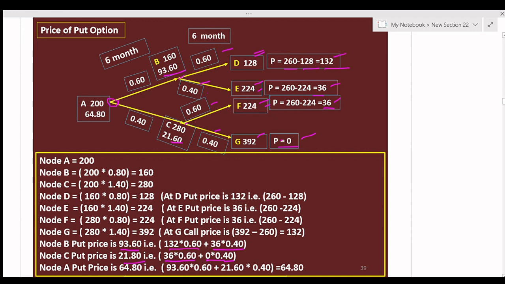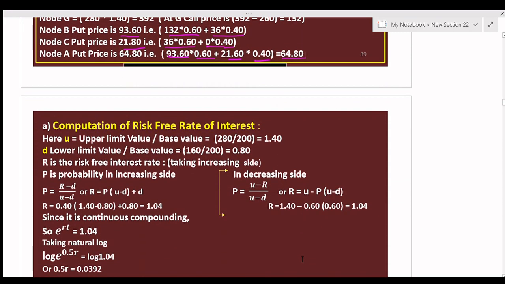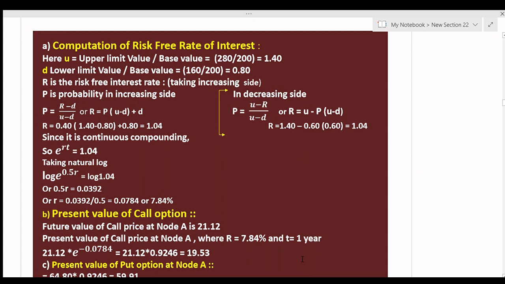And at point A, the price will be 93.60 at node B multiplied with probability 0.6 plus 21.60 multiplied with probability 0.4, it will be 64.80. So 93.60 into 0.60 plus 21.60 into 0.40 is equal to 64.80. This is totally the future price. Now it will be converted to the present price.